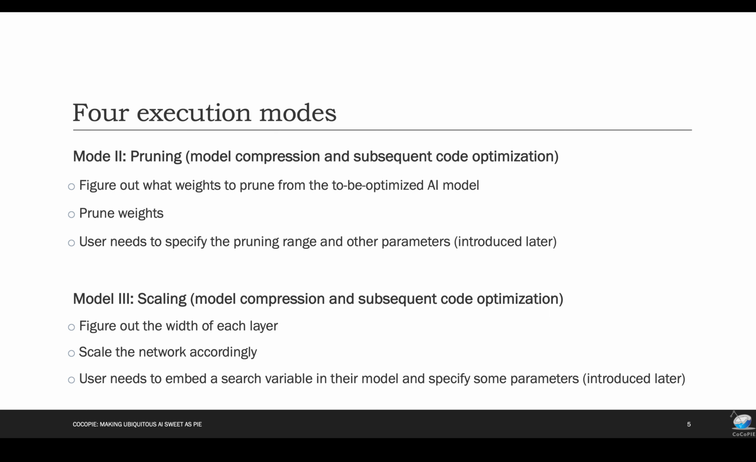The third mode first figures out the width of each layer and then scales the neural network accordingly. To run XGen in this mode, users need to embed a search variable in their model and specify some other parameters. Again, more details will be introduced in our subsequent tutorial video.